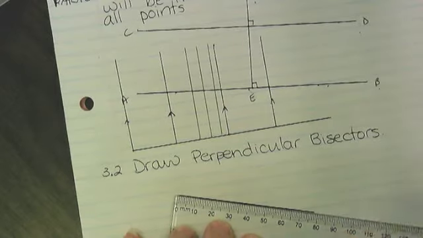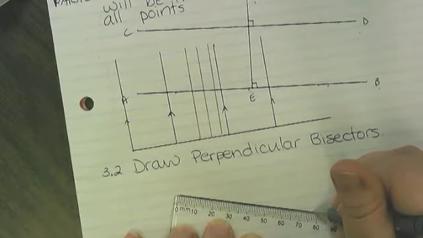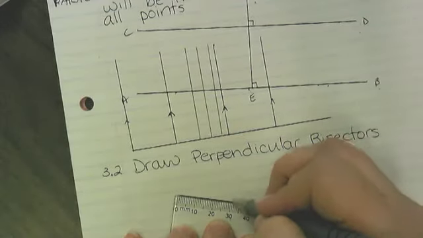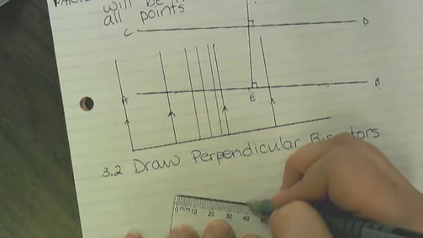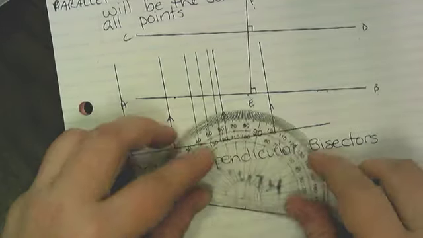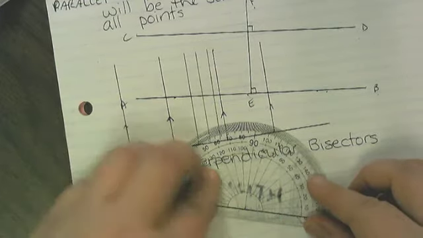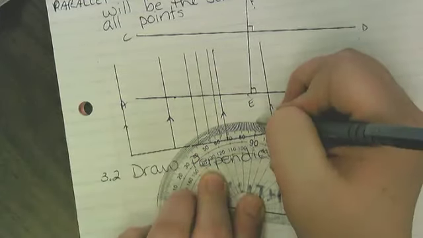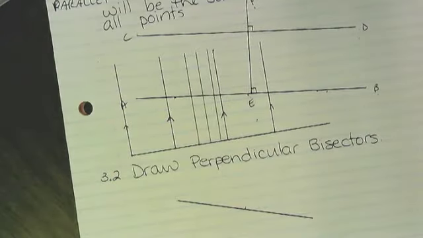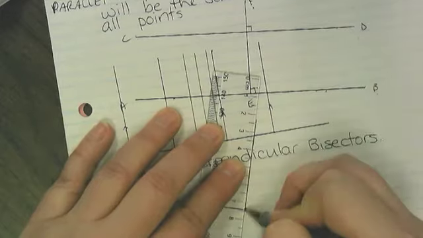Okay, this is 76, 7, 8. So I want 35 and 4, 39. So that is my middle point. From there, I use my protractor to measure 90 degrees straight up. And I draw my line.